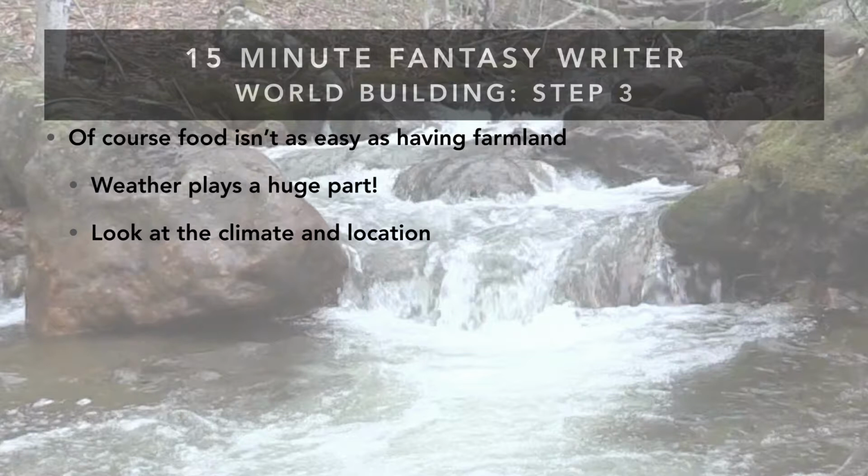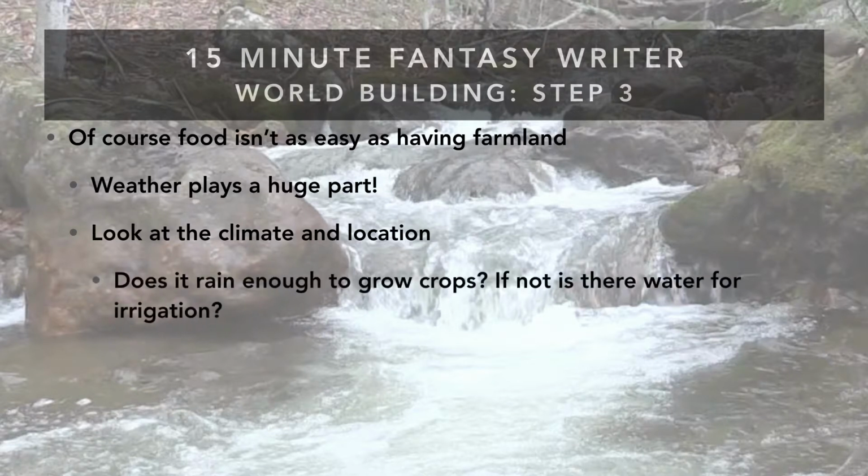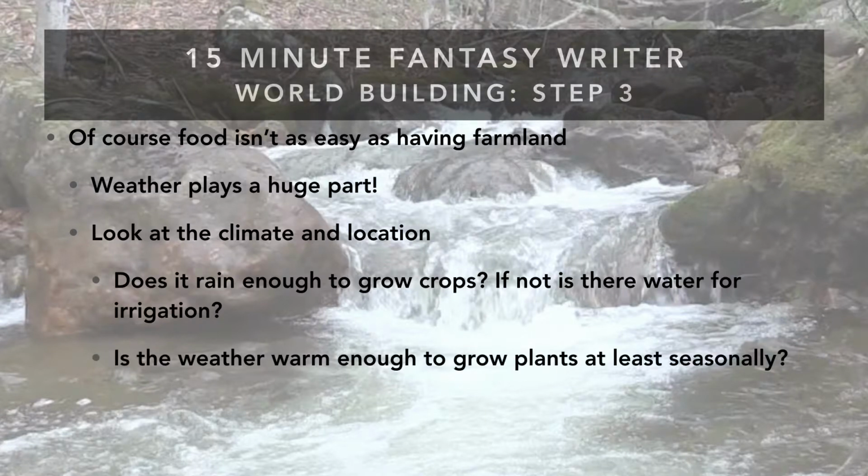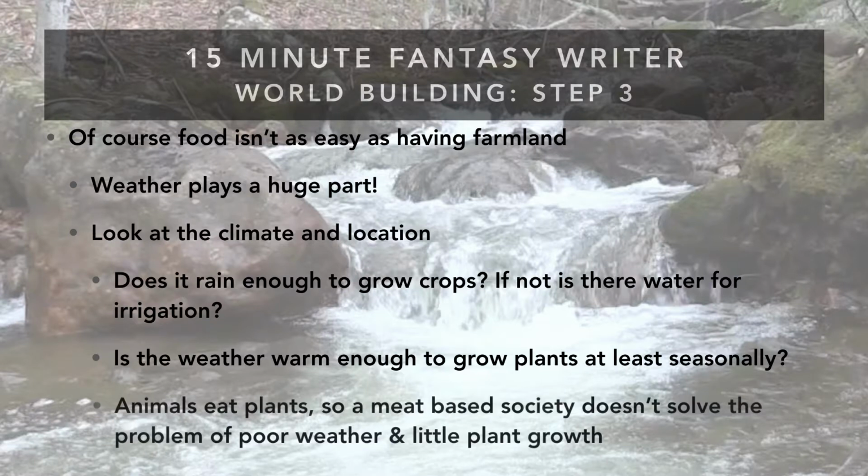If you hadn't considered weather or climate patterns before, now is the time to do so. Does it rain enough? If not, is there a river or lake big enough for irrigation? Or is it warm enough to grow plants at least seasonally? Many domesticated animals are herbivores too, or eat herbivores, so a meat-based society is not a simple answer for a lack of growing plants. Something has to be eating the resources in the area, so most likely you're going to have to have plants growing somewhere.